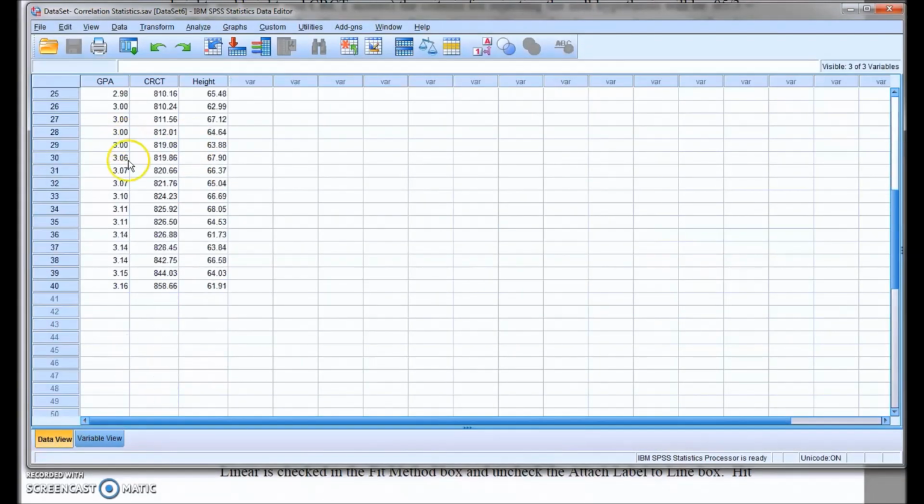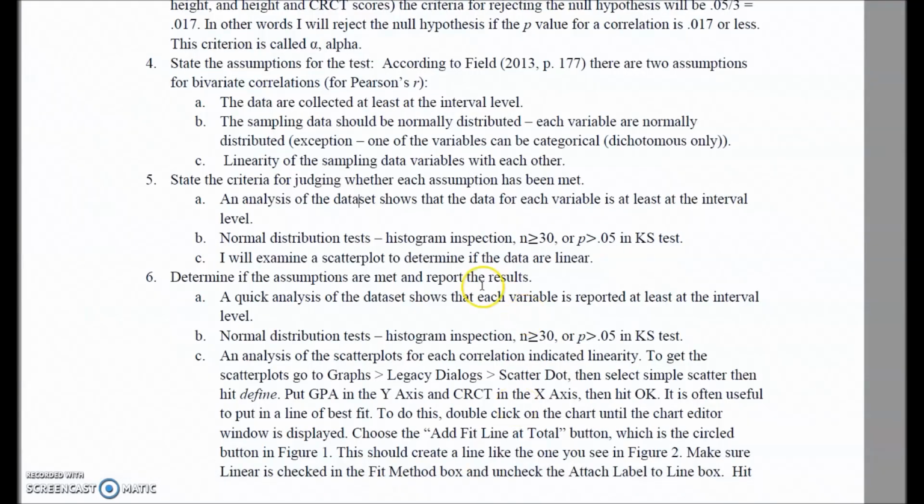So yes, it is 40. So my n is greater than or equal to 30. I have more than 30 data sets. I also have to check the KS test to see if it is 0.05 or more, and I have to look at the scatter plot to see whether the data is linear or not.